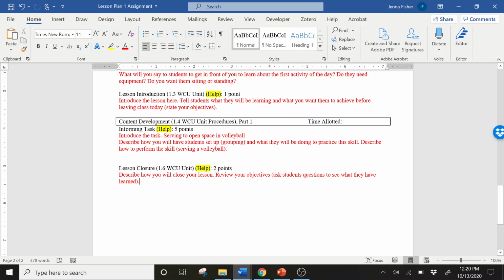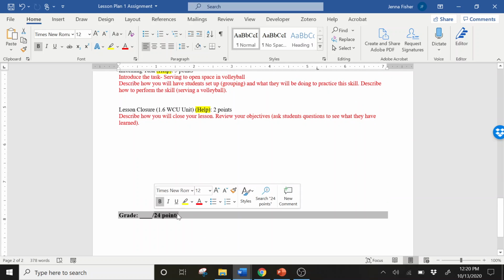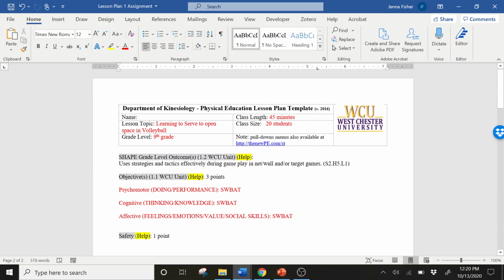And then you're just going to tell me a little closure. So describe how you're going to close your lesson, review those objectives, ask questions to see what students have learned. All right. So pretty simple. This is out of 24 points here. You have now 2 different recordings about how to write a lesson plan. You have a sample, you have a quiz, so you have a lot of information available to you to really perfect this. Email me if you need me, but you've really received a lot of instruction here, so I'm hoping that you're going to be all right with that.